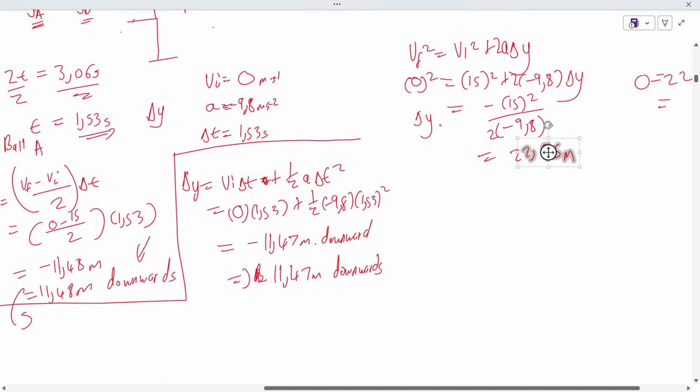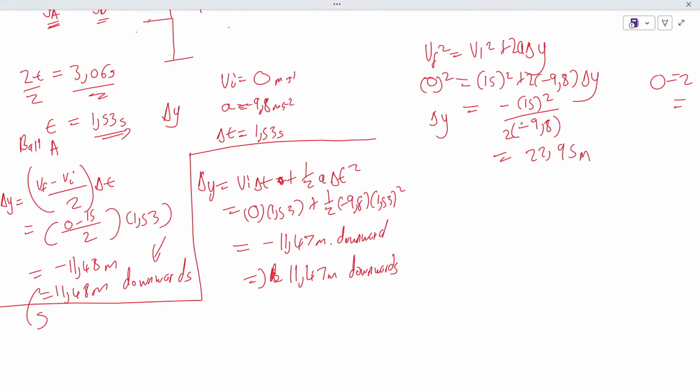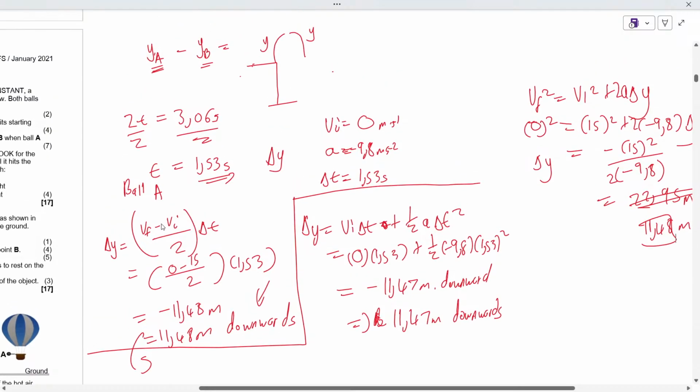Okay, wait. So I got 11.48 again, or 11.47 if we round off. Yes, so it's the same thing, but this one is positive. Meaning this one is positive. Meaning this one here, maybe the sign here. Yeah, the equation. No wonder we were trying to consider.